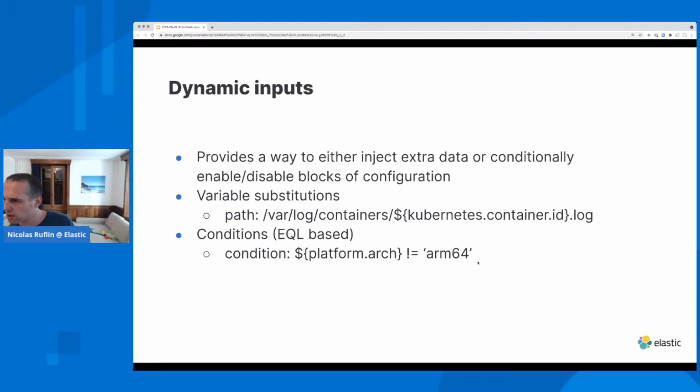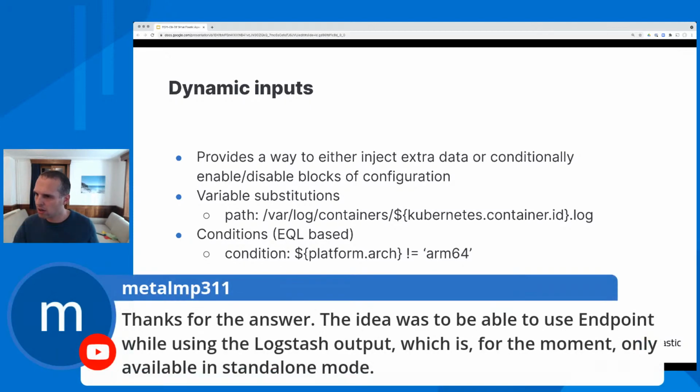So there is an additional question. Can you enlarge that one, Dalia? Thanks. So the idea was to be able to use endpoint while using log/output, which is for the moment only available in standalone mode. Yeah, we actually work on supporting multiple outputs through Fleet. It didn't land yet. There's some challenges around it, but it is on the roadmap that we support multiple outputs, and of course also log/.